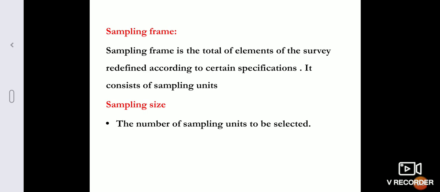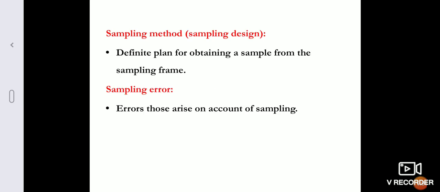Now sampling frame. The sampling frame is the total of elements of a survey defined according to certain specifications. It consists of the sampling units. Now if I say a school-based study, then the school becomes your sample frame. If I say village background or rural areas, the villages will become the sample frame. Now coming to the sample size, the number of sampling units to be selected becomes your sample size. These are all questions which can be asked.